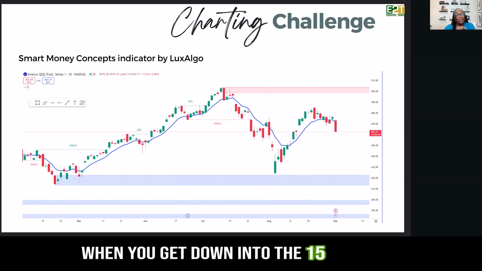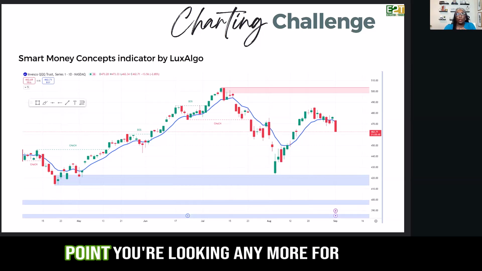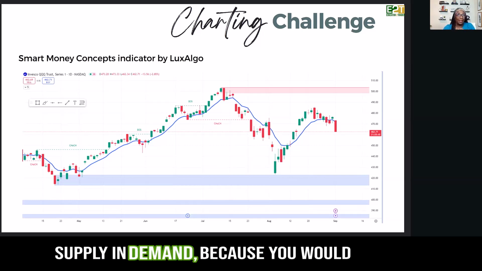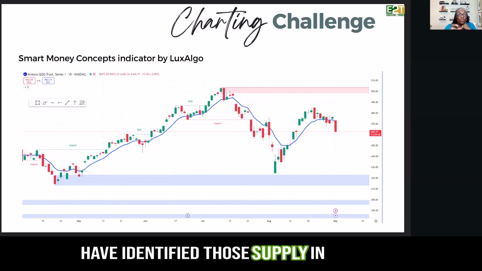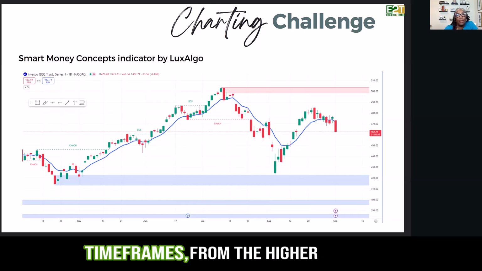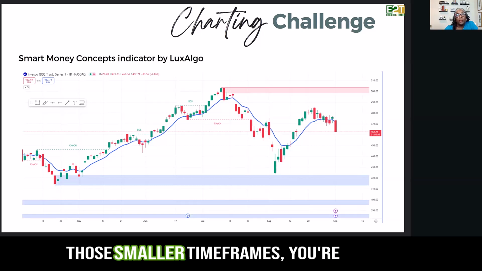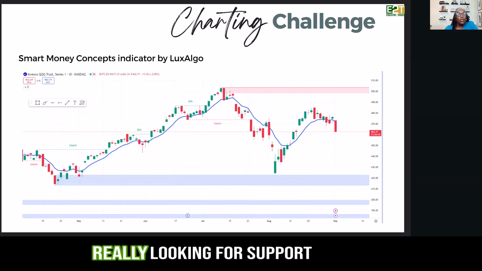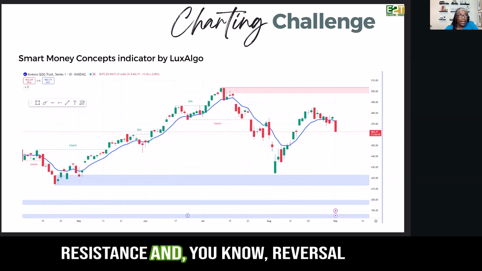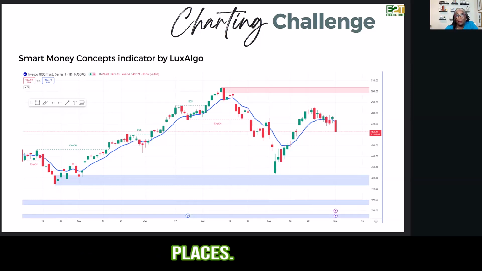When you get down into the 15 minutes, I don't feel like at that point you're looking anymore for supply and demand, because you would have identified those supply and demand zones from the larger time frames, from the higher time frames. When you get down into those smaller time frames, you're really looking for support, resistance, and reversal places.